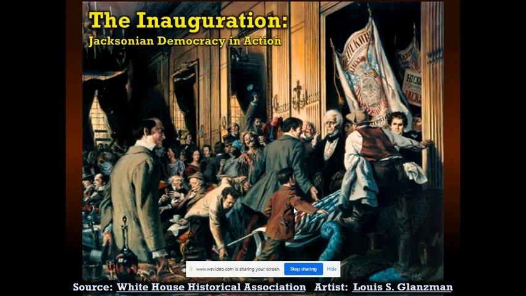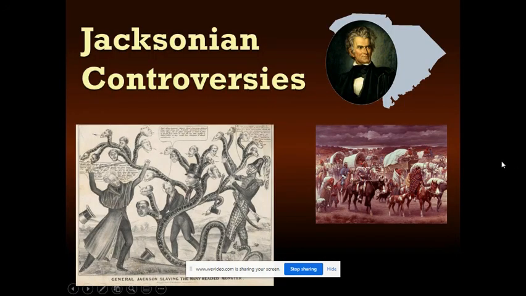And so this really shows right here the age of the common man, Jacksonian democracy in action, the common man coming to the White House, the common man enjoying the luxuries and the wonders of what the elite should have. And so, therefore, that's where we're going to stop. And we'll pick up tomorrow with the Jacksonian controversies when Jackson is president.